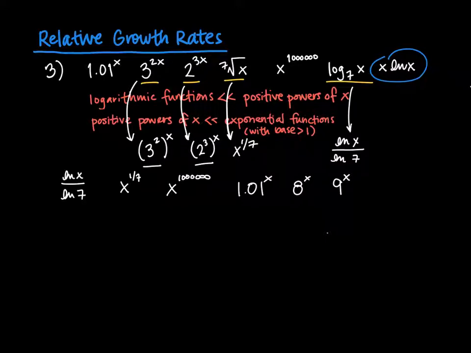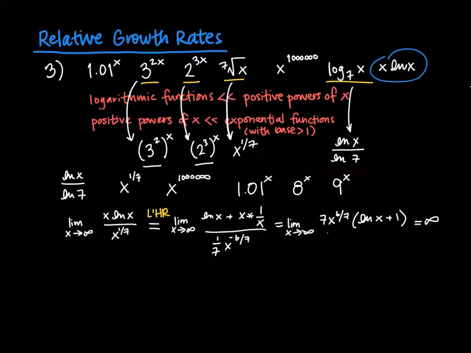And you can definitely use L'Hopital's rule to do this. Let's take a look at what happens. I took the limit of the ratio of x natural log of x and the 7th root of x, and after one round of L'Hopital's rule, I was able to conclude that the numerator grows faster, so x natural log of x definitely grows faster than the 7th root of x, but does it grow faster than x to the 1 millionth power? Let's take a look.